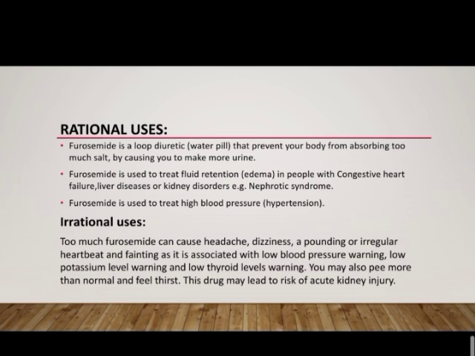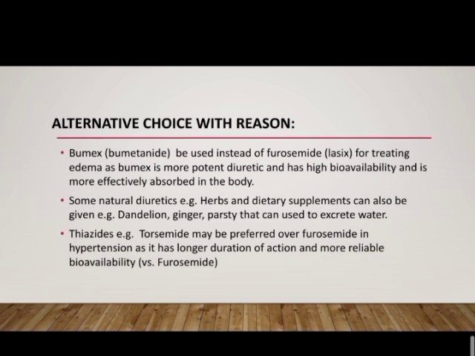If it is decreasing the level of thyroid, meaning if it is reducing the thyroid a lot and the potassium level also, then we will not prescribe too much furosemide. You may also pee more than normal and feel thirst. This drug may lead to risk of acute kidney failure or acute kidney injury.